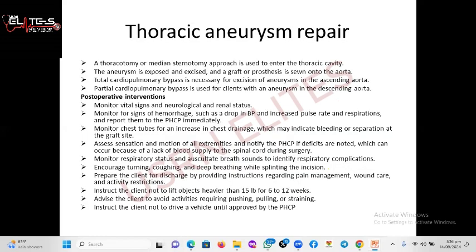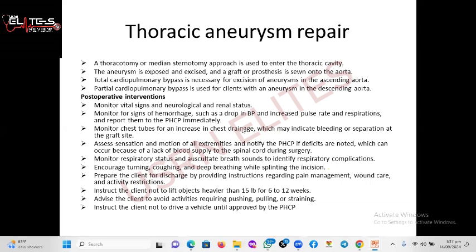I think we'll do quickly the thoracic aneurysm. The care is quite the same if they go in for the repair or the resection of the aneurysm. The care is the same. I think the pre-op is the same, and the post-op is the same. What do I have here? So I think I have the same thing.